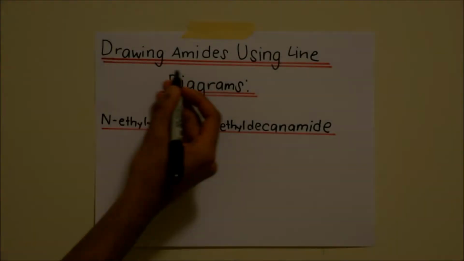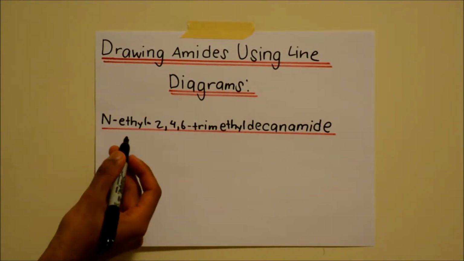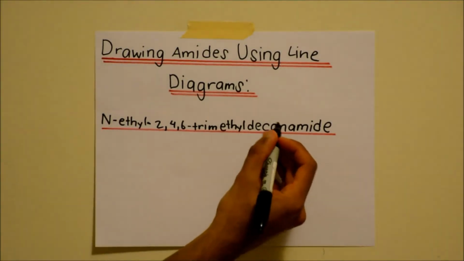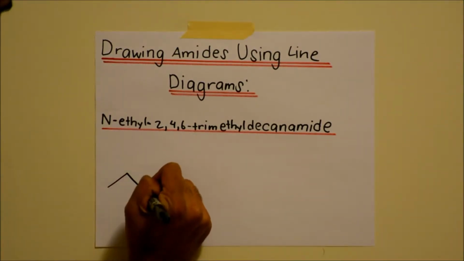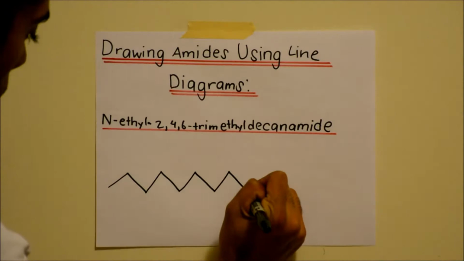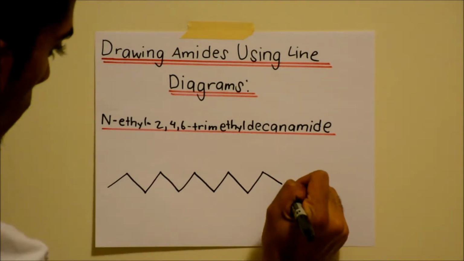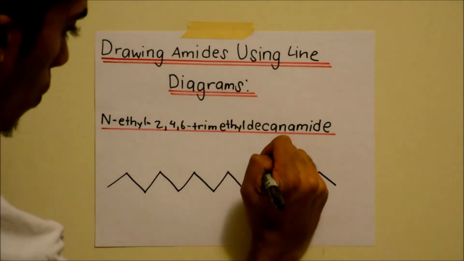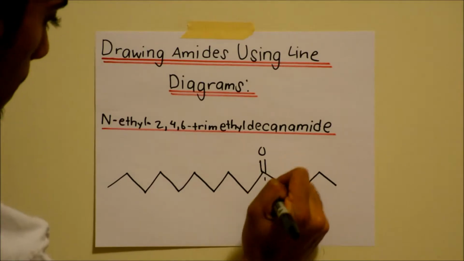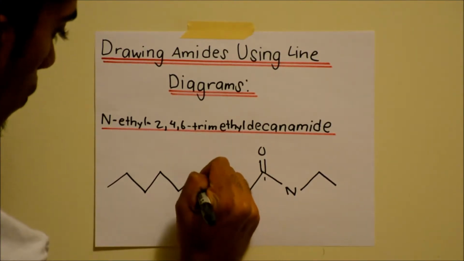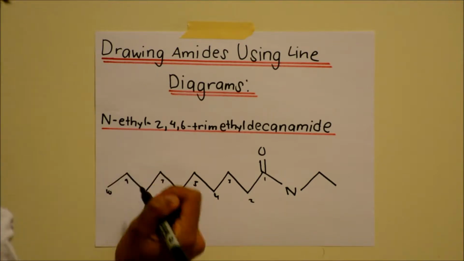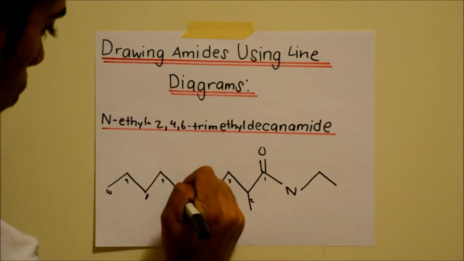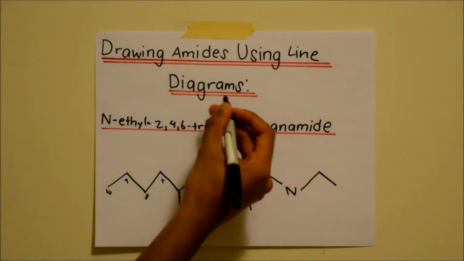Now we'll be drawing amides using line diagrams. Here we have an example, N-ethyl 2,4,6-trimethyl decanamide. Don't let the name scare you because it's pretty easy to draw. Let's start off by drawing our main carbon chain, which consists of 10 carbons since it's deca. Then we have a nitrogen connected. Then we have an ethyl substituent connected to the nitrogen, which is a 2-carbon chain. Then we're going to draw our double-bonded oxygen on the first carbon since it's an amide. And then we're going to number the carbon chain. We can see we have 3 methyl groups at the second carbon, the 4th carbon, and the 6th carbon. And this is the line diagram of N-ethyl 2,4,6-trimethyl decanamide.